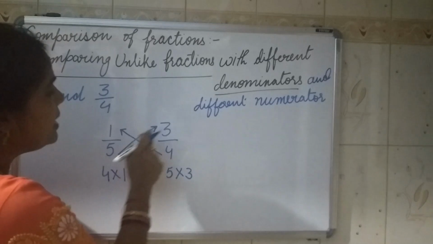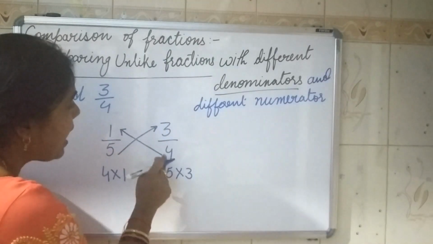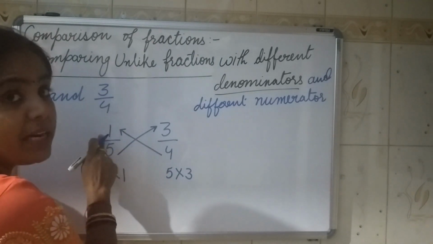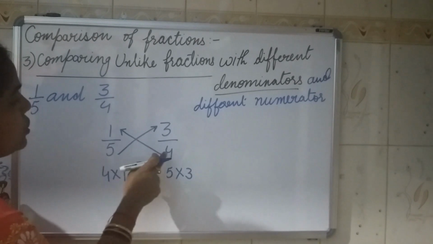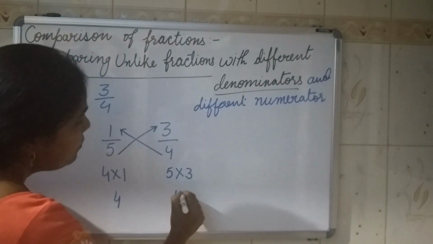So 5 is multiplied by 3. So 5 into 3 we will write just below this one. And 4 will be multiplied by 1. So multiplicand and multiplier, whichever side the multiplier is, that side we will write down. So 4 into 1, it is 4. So we will write down here 4 and it is 15.